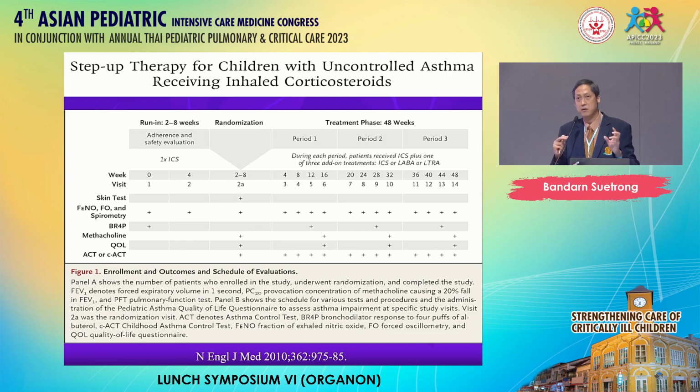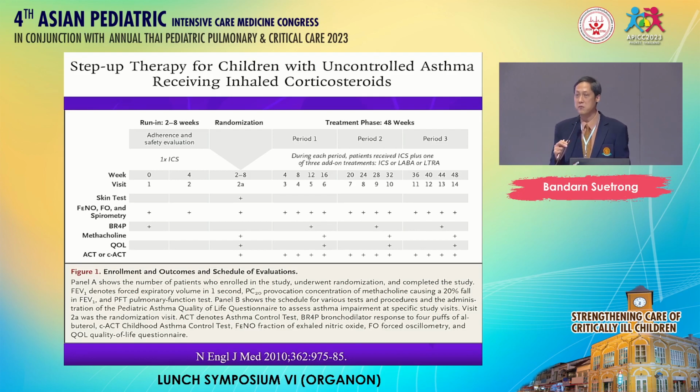The study was performed in asthmatic children who could not achieve asthma control after inhaled corticosteroid was prescribed. So if you think about an asthmatic patient who does not achieve asthma control with inhaled corticosteroid, what options do we have? The first option might be to increase the dose of inhaled corticosteroid. The second option may be to add something like a leukotriene receptor antagonist.